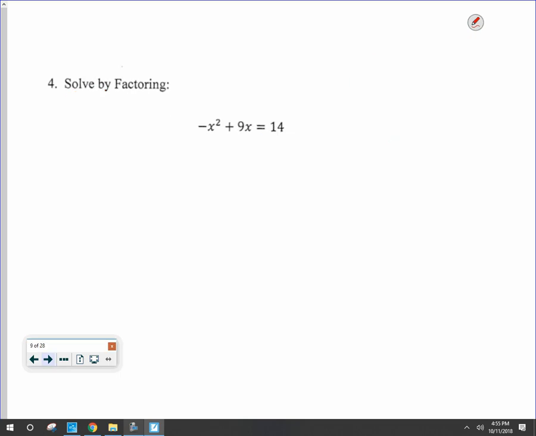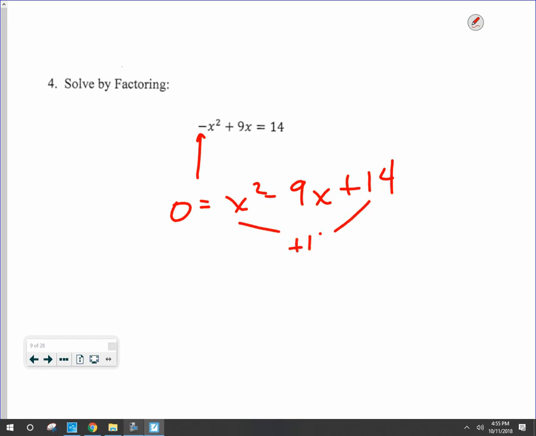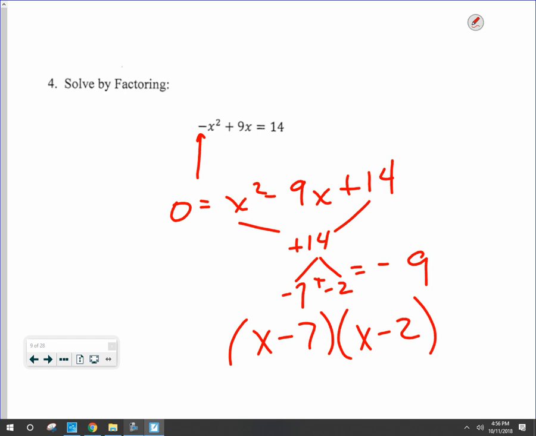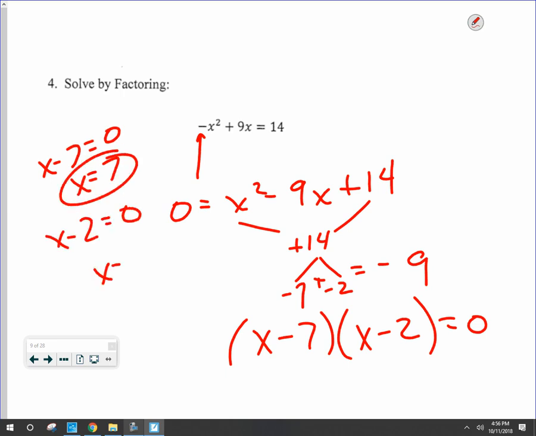Another solve by factoring. I don't like the fact that we have a negative in front of my x squared, so I'm actually going to move everything to the other side of the equation. When I'm factoring, multiply the outside two numbers together, I get positive 14 that I want to add up to negative 9. Negative 2 and negative 7 are factors of 14 that would add up to negative 9. Again, on your test, you want to show that you understand how to factor, and then you want to show how you understand how to solve. x minus 7 equals 0. x minus 2 equals 0.